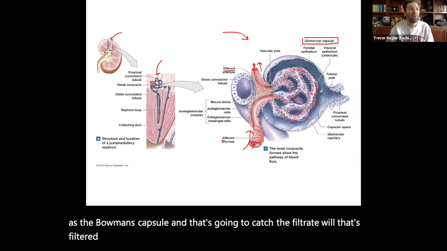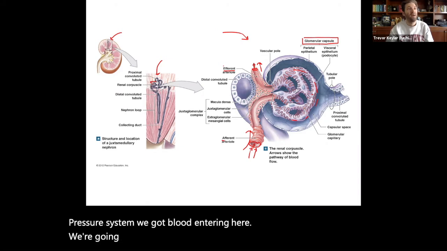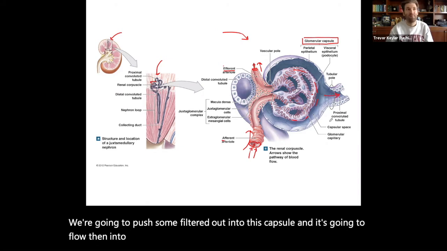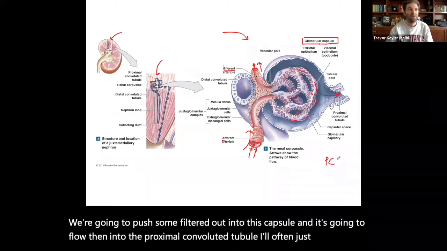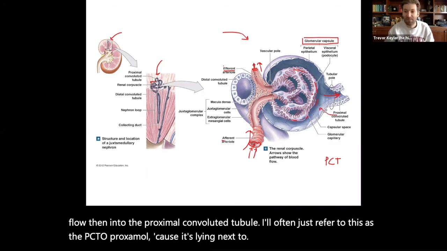So let's follow that fluid now. So we have this high pressure system. We have blood entering here. We're going to push some filtrate out into this capsule, and it's going to flow then into the proximal convoluted tubule. I'll often just refer to this as the PCT. So proximal because it's lying next to the glomerulus here.